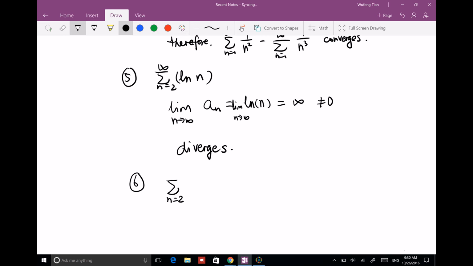From n equals 2 to infinity, 1 over n times the square root of n squared minus 1. Can anyone tell me what do you think? Does this one converge or diverge?